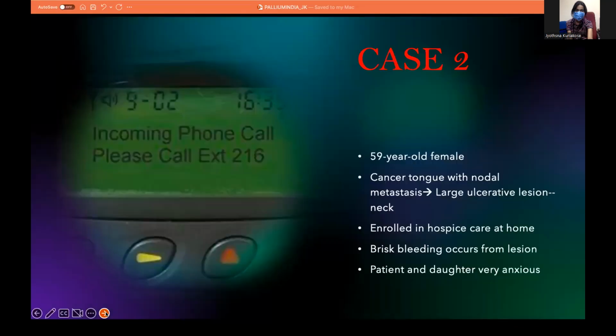Coming to the second case scenario. This is a 59-year-old female patient. She is a known case of carcinoma of tongue with cervical nodal involvement. She had a large ulcerative lesion in the neck. She is enrolled in a hospice program, and suddenly she developed brisk bleeding from the lesion, and she is very anxious, as is her daughter. So here it is very straightforward. We are looking at a case of hemorrhage.